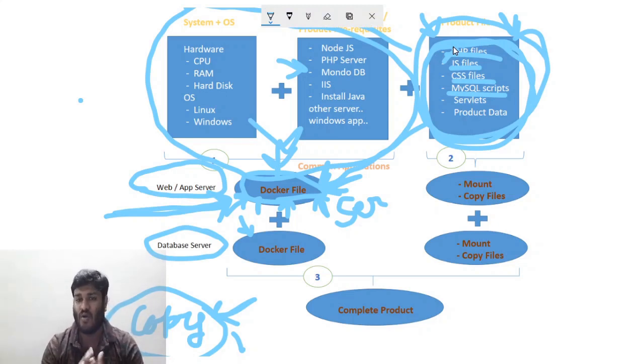So there are actually two ways of using your product files. We will not go very deep into this as of now. Just try to understand the structure and the need of Docker, and why exactly Docker became so famous.